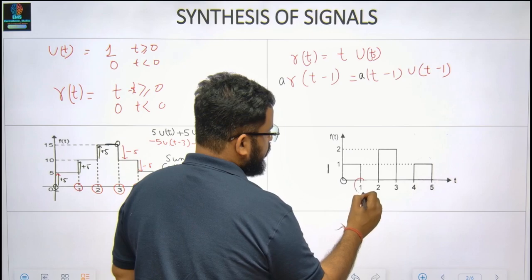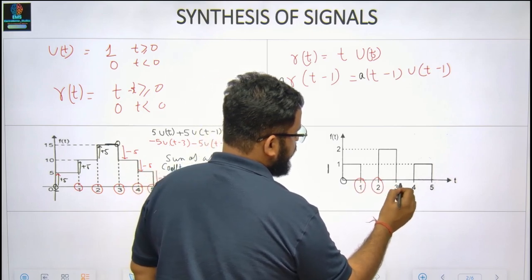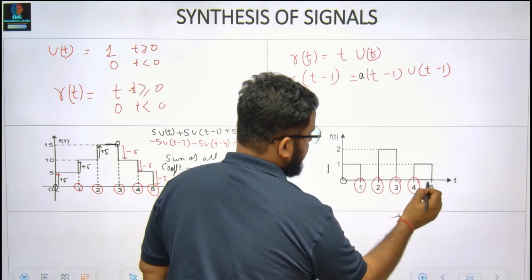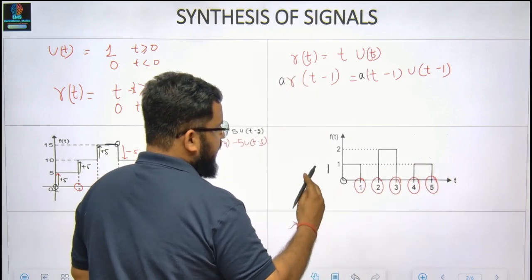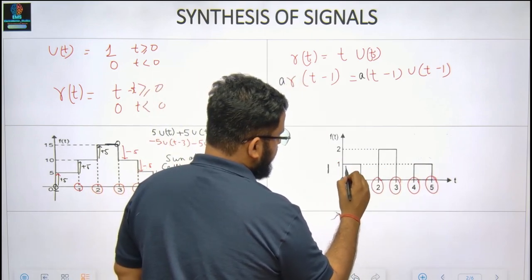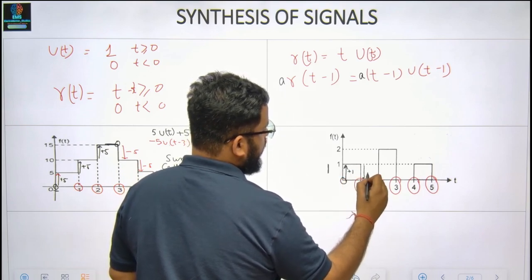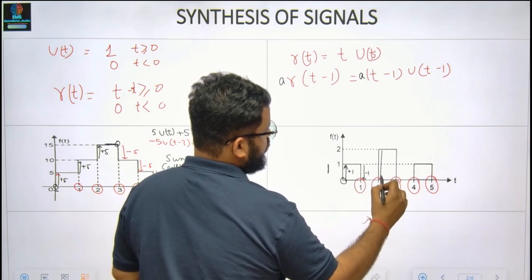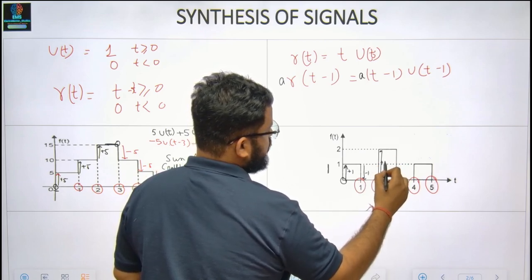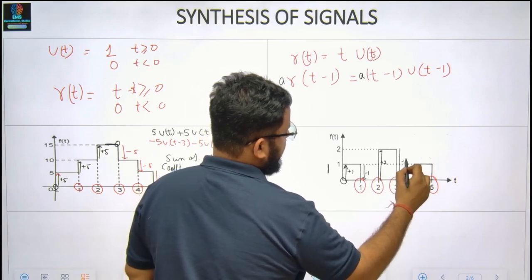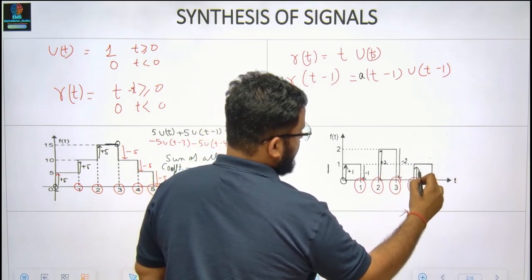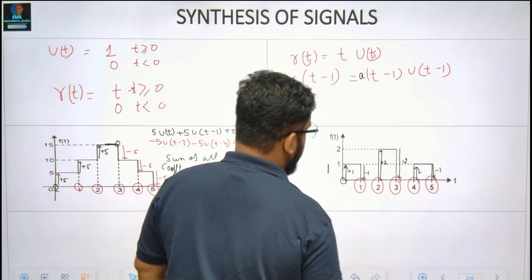There is a change at 0, there is a change at 1, there is a change at 2, there is a change at 3, there is a change at 4, there is a change at 5. At 0, my waveform has risen by +1. At 1, it has dropped by -1. At 2, it has risen by +2. At 3, -2. Again +1. Again -1.